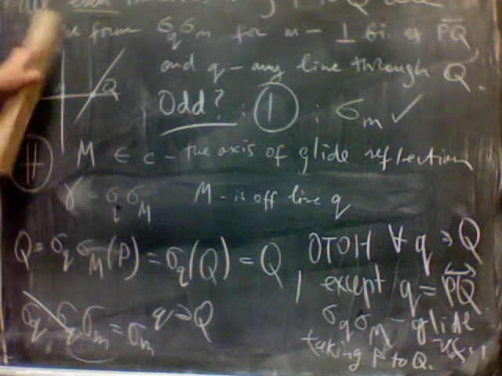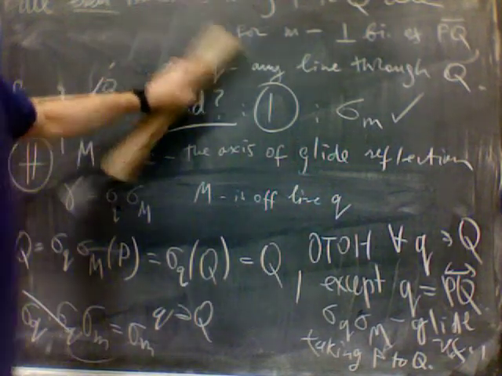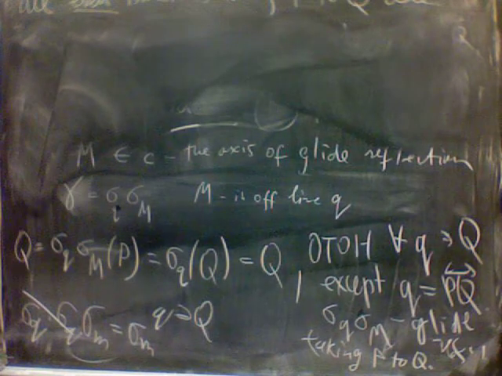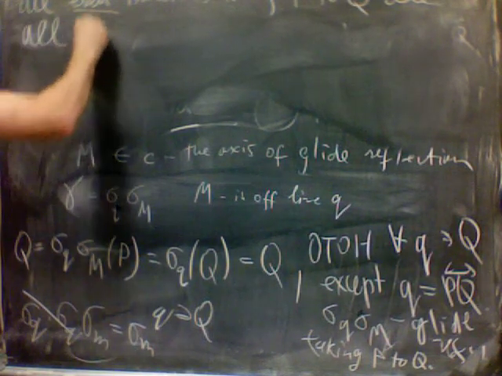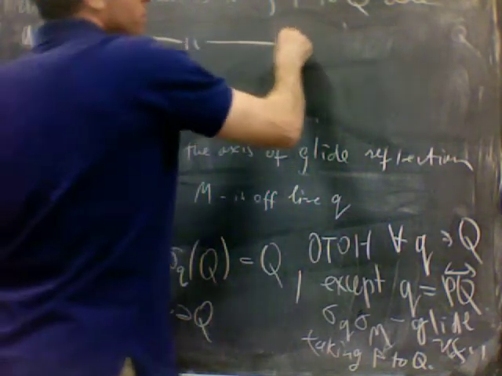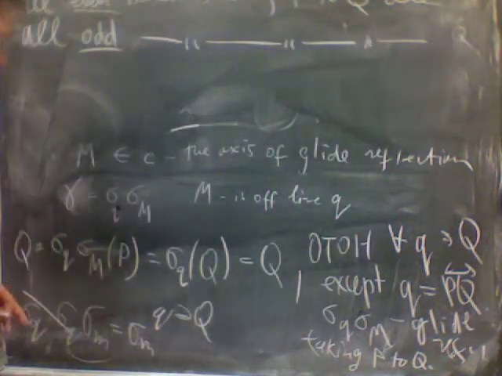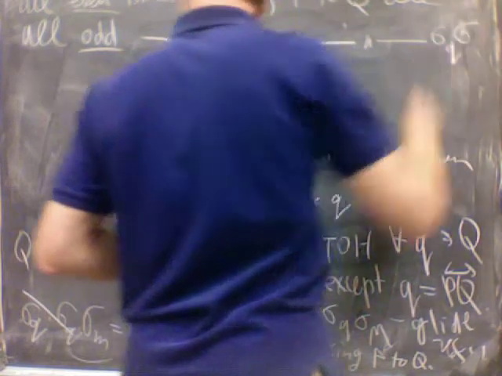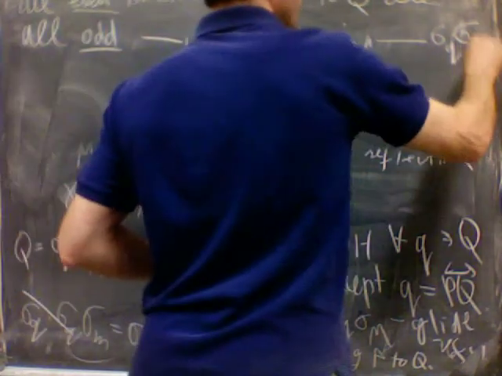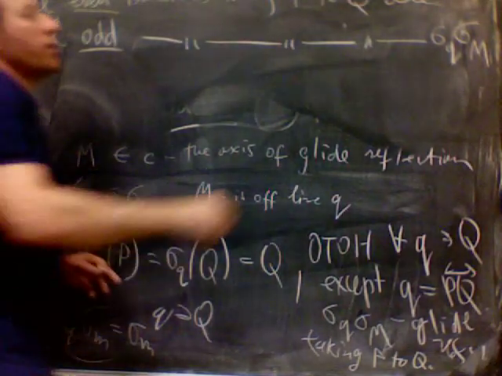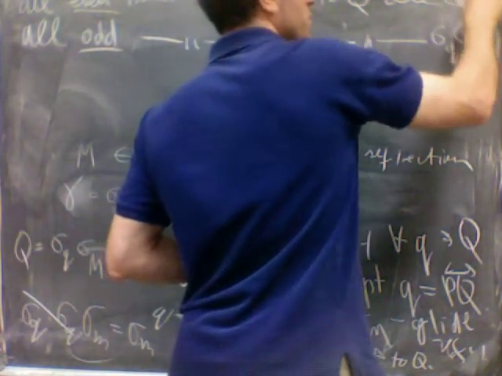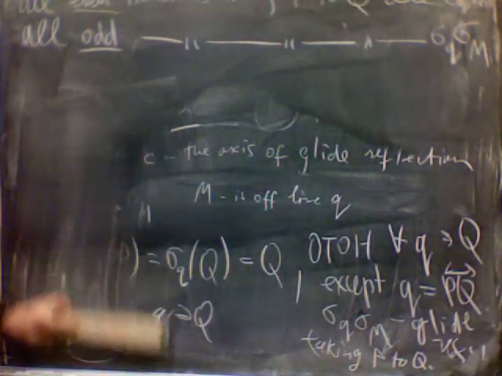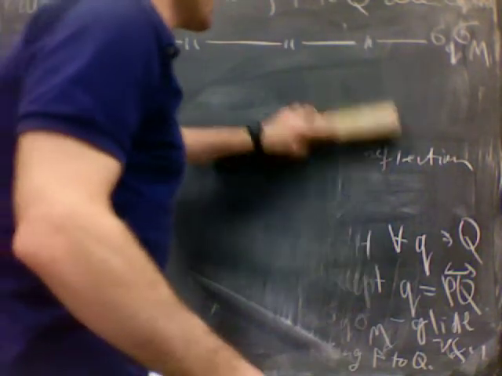So we can state that all odd isometries taking P to Q are sigma_q sigma_m, while all even isometries, remember, were sigma_m' sigma_m. So to summarize, this is the solution to the problem.